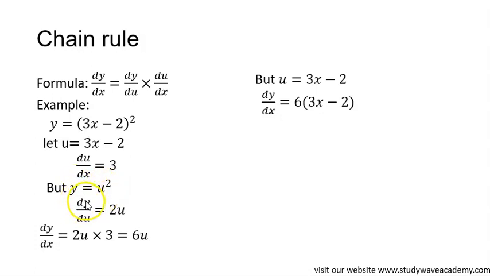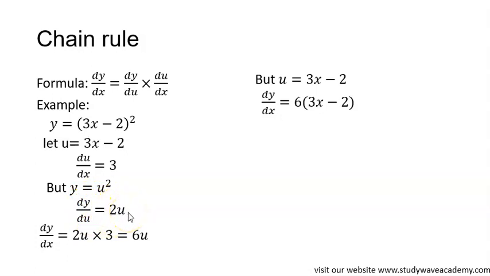So the differentiation of y over du, differentiation of y in respect to u, is equals to, how do we differentiate this? 2 times 1, there's an invisible 1 over here. 2 times 1 is 2. Okay, so we have 2 here, and this 2, remember we are minusing, minus 1 is 1. So we have 2u, okay? We have 2u here. So dy over du is equals to 2u.